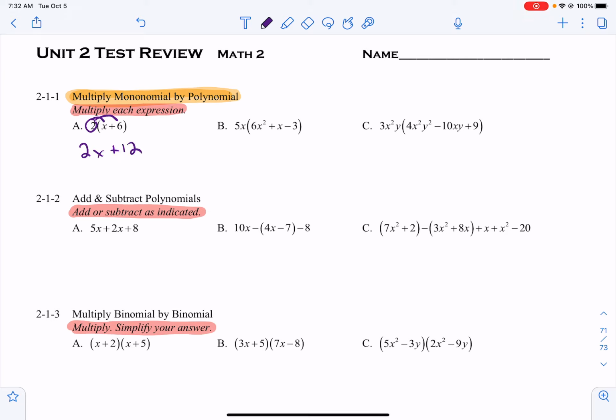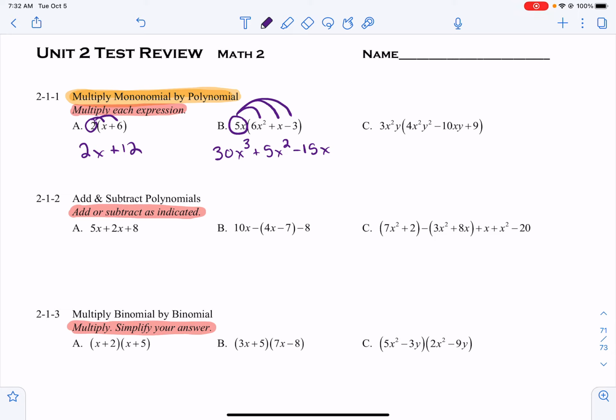B is the same idea. We're still distributing, but this time I have to distribute a 5 and an x. So the 5 multiplies by the 6, and you get 30. The x and the x squared combine to be x cubed. Then 5x times a positive 1x is just 5, and then the x's combine to become x squared. And 5x times a negative 3 is negative 15, and we still have an x.